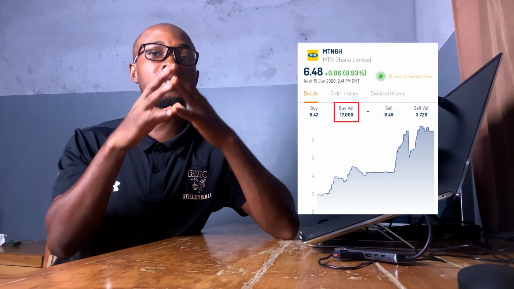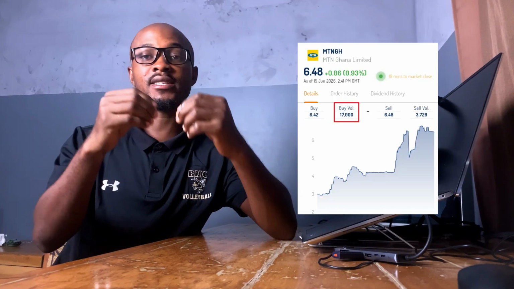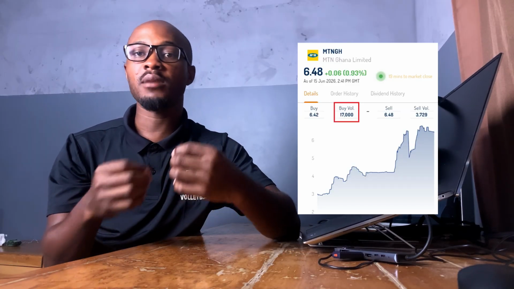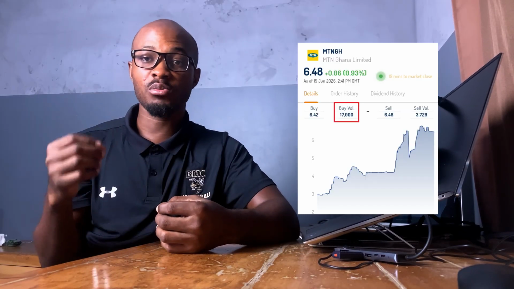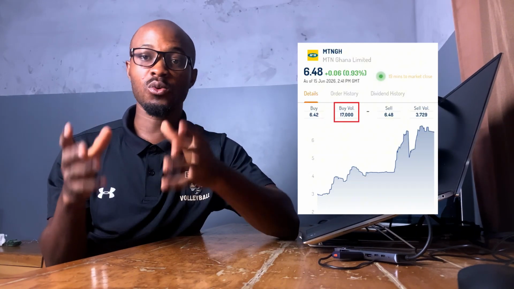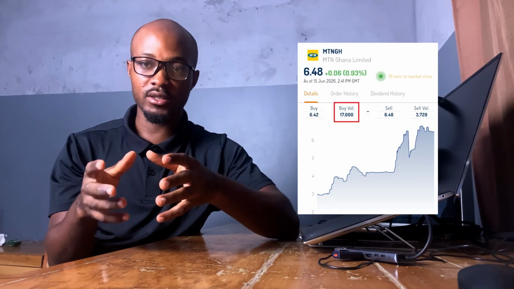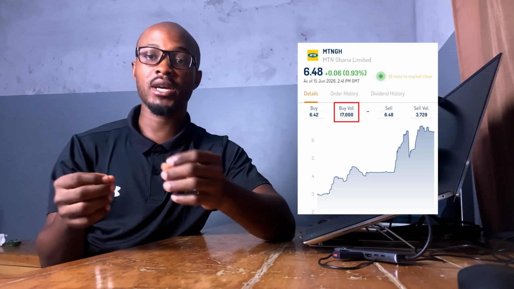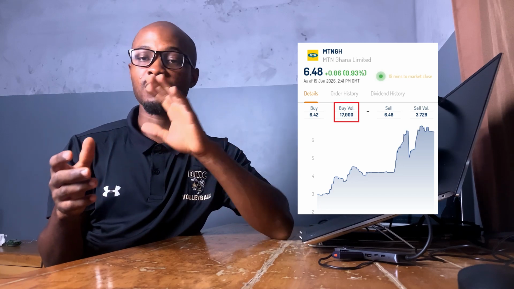And mind you, it's not 17,000 people, it's 17,000 shares. So to put it simply, the buy price tells you at what price people want to buy, and the buy volume tells you how much they want to buy at that price. Together, they give you a picture of the buying pressure in the market at any given moment.